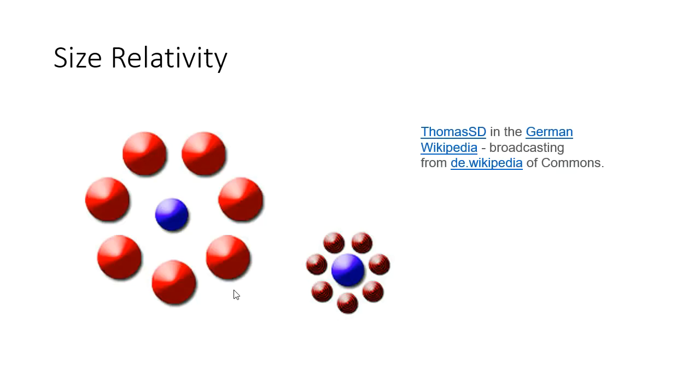So you can see here there's these big circles around this blue dot, and here there's these little circles. This one looks bigger than this one, but really they're the same size, right? And so it's just who you surround yourself with.